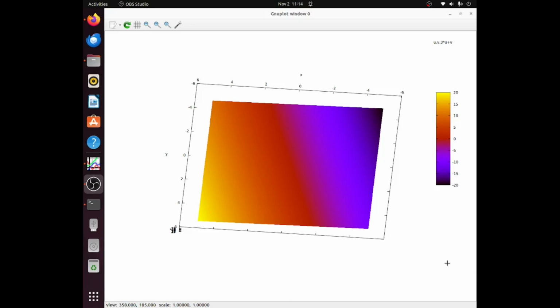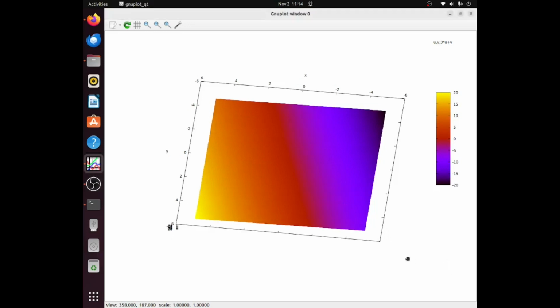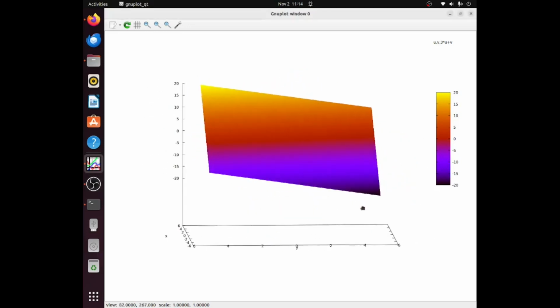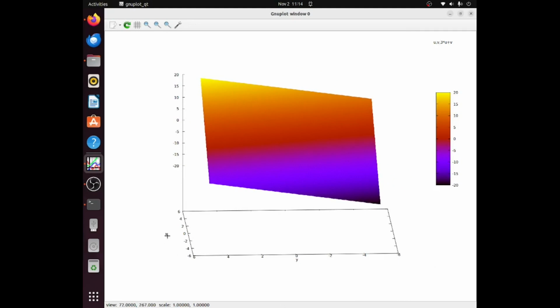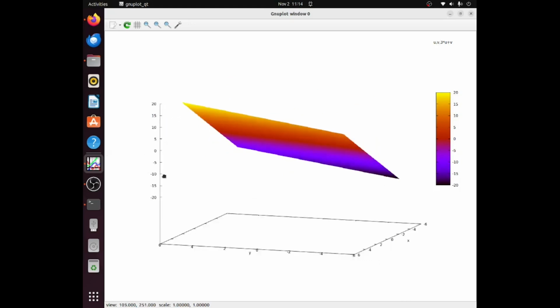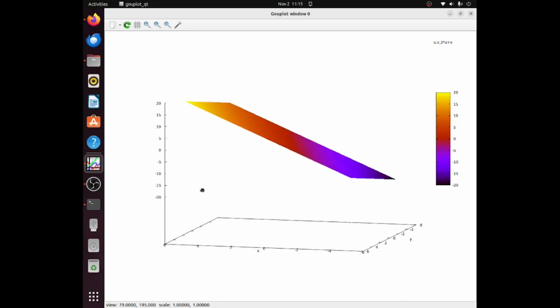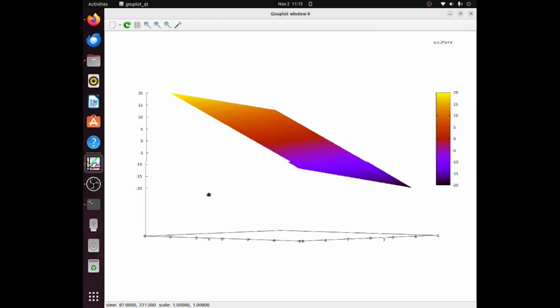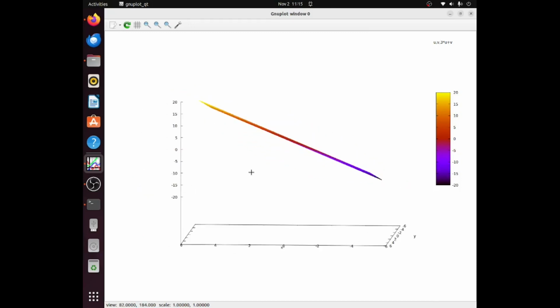Let me change the viewing angle. You can clearly see the x-axis, the y-axis. This is the z-axis in the vertical direction. And this thing that I'm looking at is a flat plane in three-dimensional space. Here, I'm looking at it almost edge on, so you can see the flatness of it.